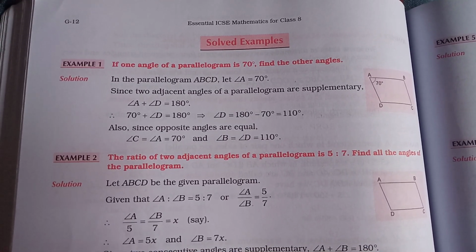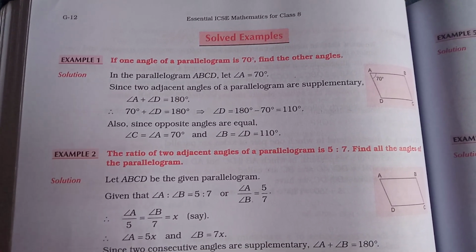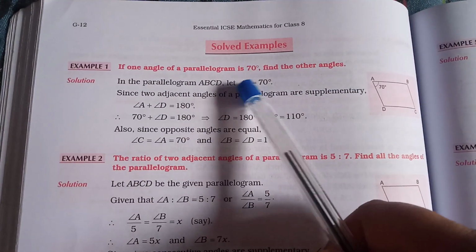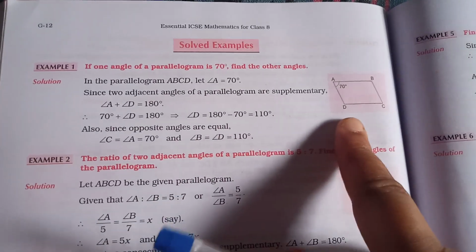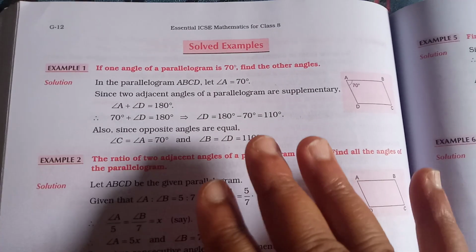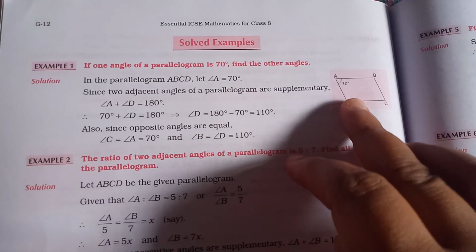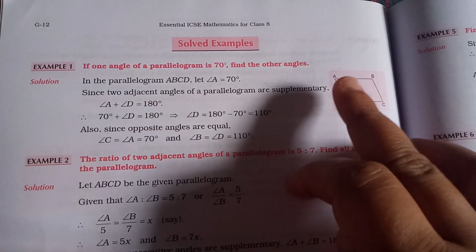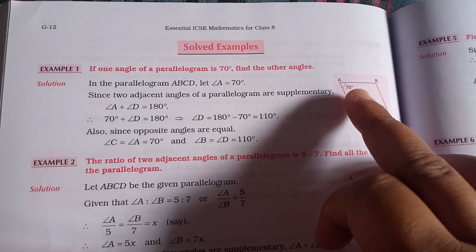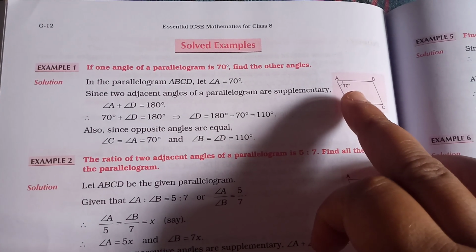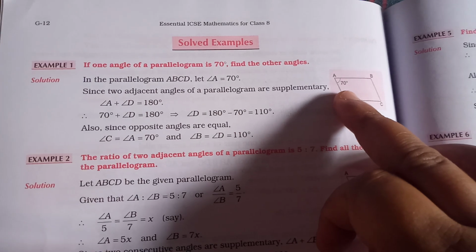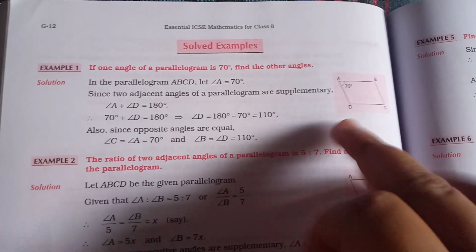Solved examples. Number 1. If one angle of a parallelogram is 70 degrees, find the other angles. Now here, please make a figure in every question. This is a parallelogram and it has 4 angles, and one angle has been given to you, that is 70 degrees, and we have to find the other angles.